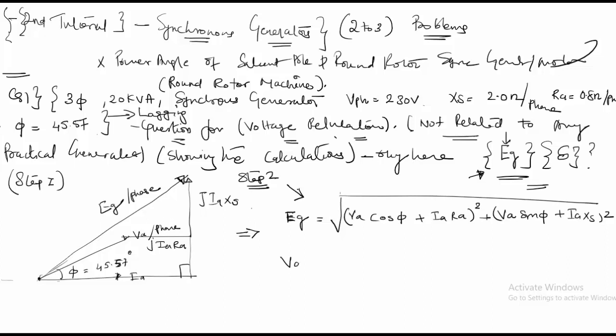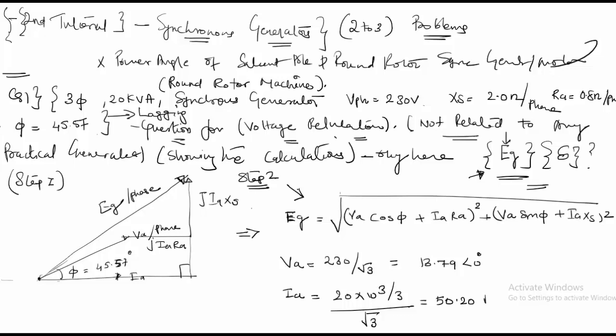So now you have to find your per phase VA, which is equal to 230 divided by root 3, which comes close to 132.79, making an angle of 0 degree, and your IA can be found out from the power which is given, which is equal to 20 into 10 raised to 3 divided by 3, considering only one phase, and dividing by the voltage, what you will get is close to 50.20 amperes. So now when you have found these two quantities, you can easily put it here.